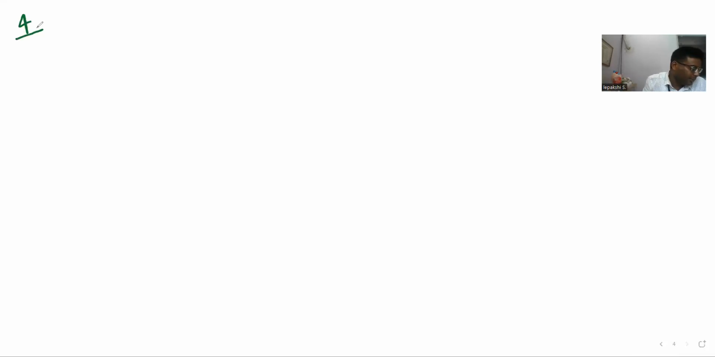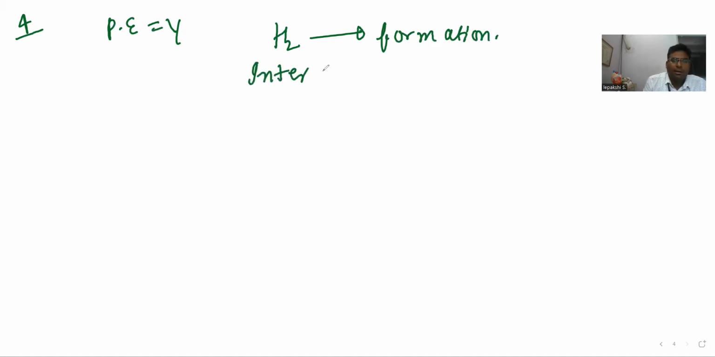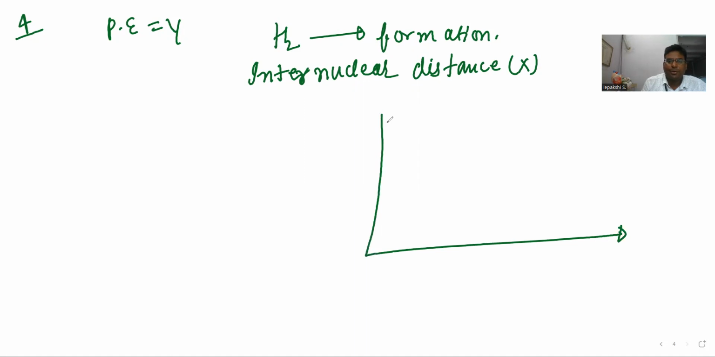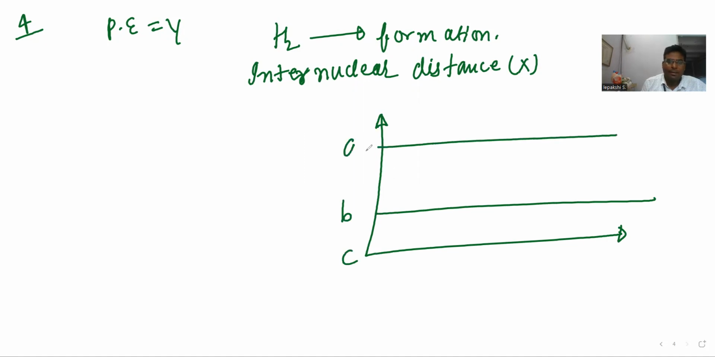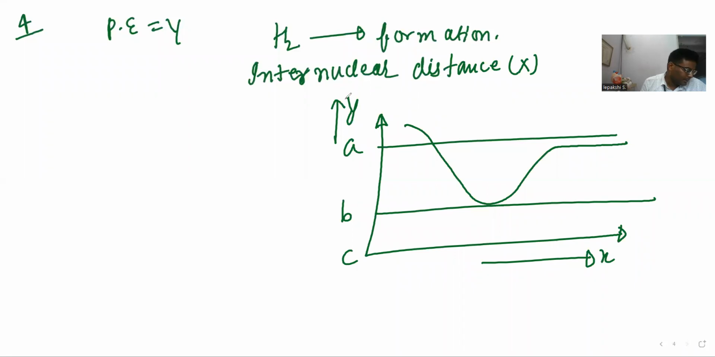Now look at question number 4. Potential energy is denoted on the y-axis. The curve for hydrogen formation as a function of internuclear distance, which is the x-axis, is given by the diagram. So I will draw the diagram for you. This is your B, this is your C, this is your A. So the graph is given like this. This is your X axis, this is your Y axis.